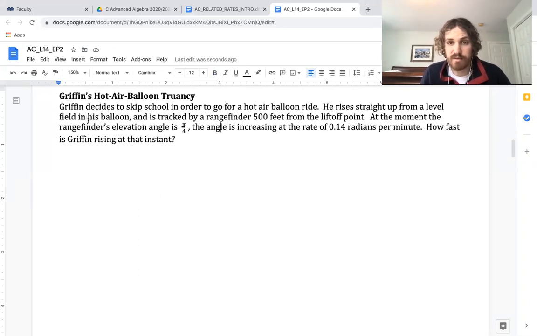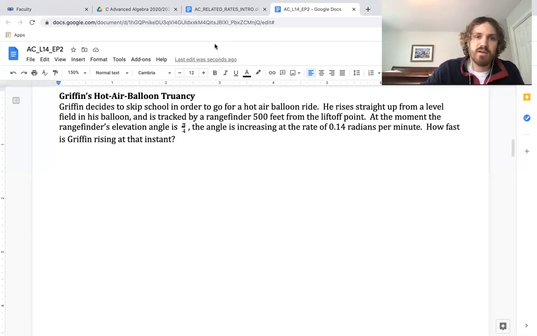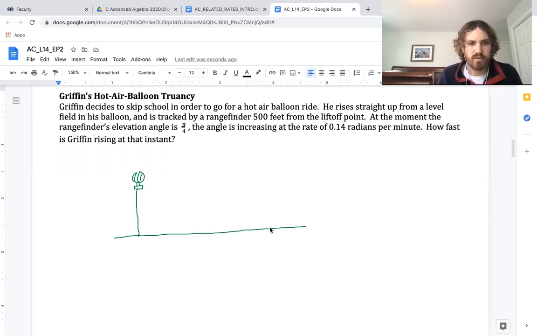Okay, a lot of stuff there. An additional thing that can be really, really helpful when solving these problems is to draw a picture. So let's go ahead and draw a picture first and see if we can get a sense for what we're dealing with. So let's see here, straight up in his balloon. So here's our balloon, right? It's got a basket under here. Griffin's floating up in this balloon, and straight up from a level field.